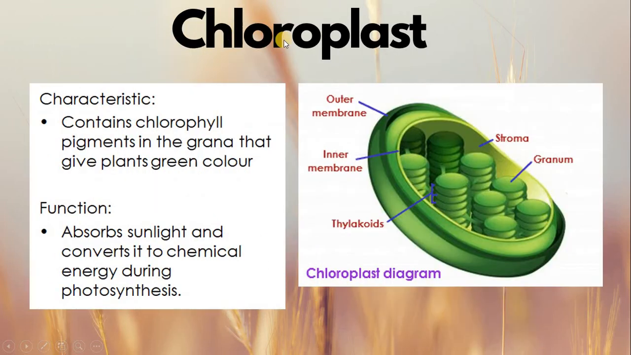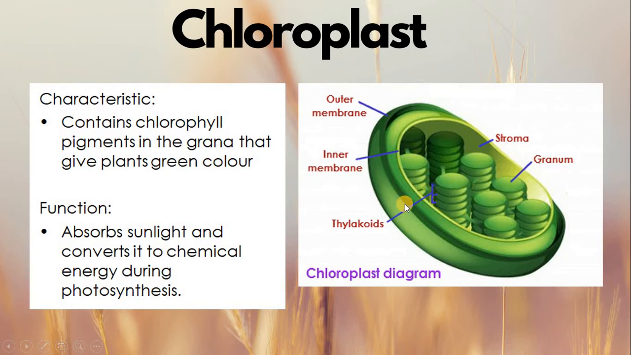Okay, next we go to the chloroplast. Chloroplast also only consists in the plant cell. Characteristic: contains chlorophyll pigment in the grana that gives plants green color. So inside the chloroplast there is a granum or grana here. In the grana there is a chlorophyll pigment. The chlorophyll pigment is green in color, so it will cause the plant to turn green.